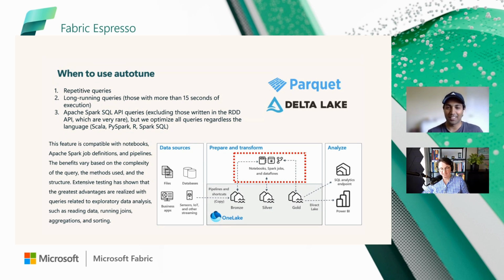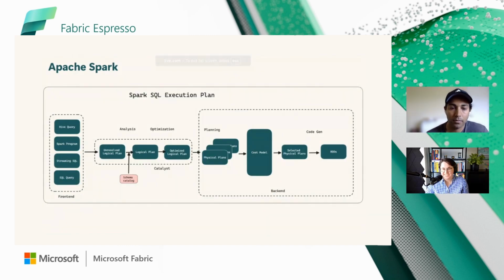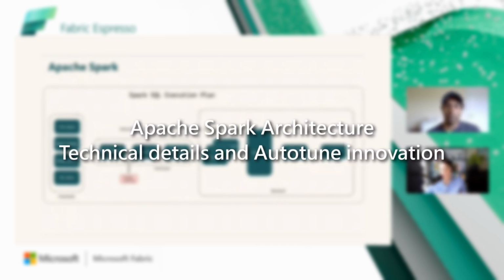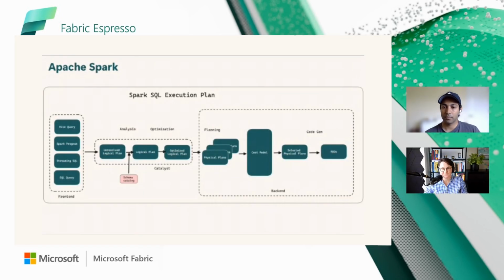To add a small clarification, Autotune is available in all production regions. So for all our Fabric users, we are encouraging you to enable it. Once you enable Autotune, Autotune will check for all those qualifiers. But I want to reiterate that Autotune is disabled by default. This is a feature that you can enable for your notebook, for your jobs, and we'll talk more about how to enable it in a few seconds. Now, I would like to discuss the technical details of Apache Spark architecture and where exactly the Autotune innovation is headed. Karuna, over to you.